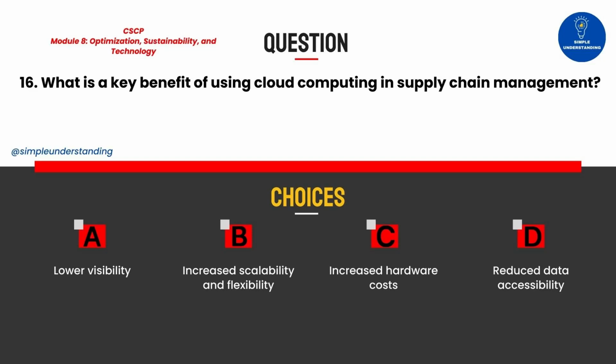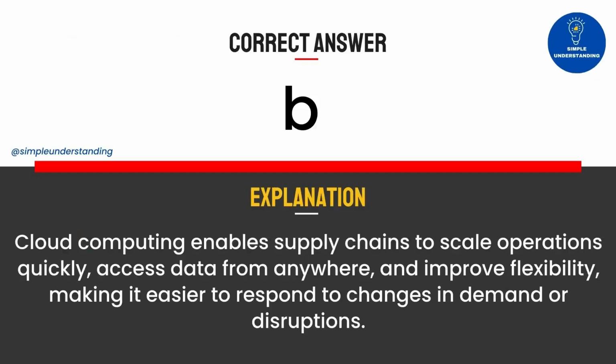16. What is a key benefit of using cloud computing in supply chain management? A. Lower visibility. B. Increased scalability and flexibility. C. Increased hardware costs. D. Reduced data accessibility. Correct answer B. Explanation. Cloud computing enables supply chains to scale operations quickly, access data from anywhere, and improve flexibility, making it easier to respond to changes in demand or disruptions.